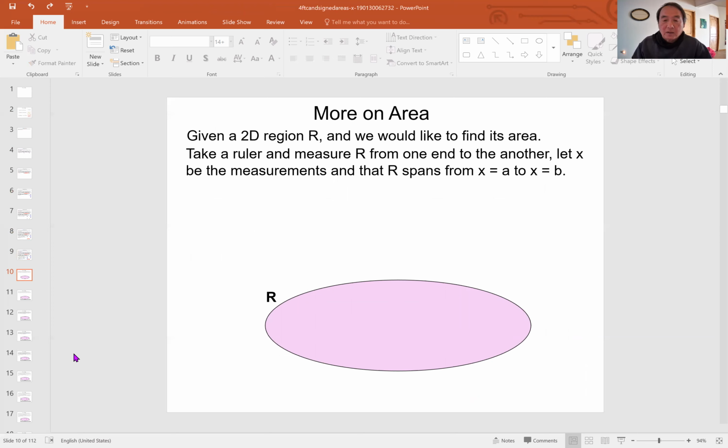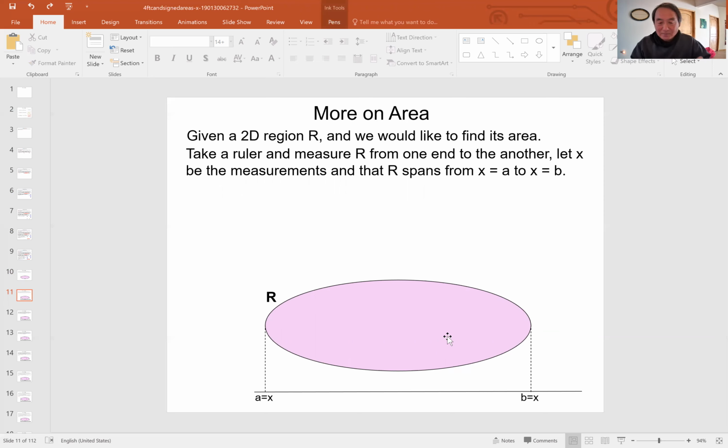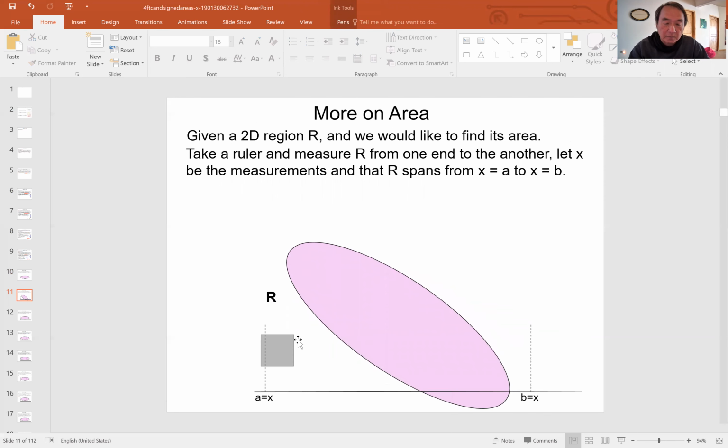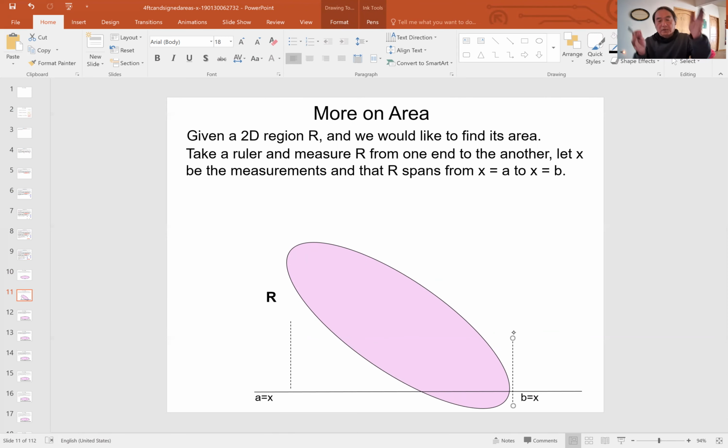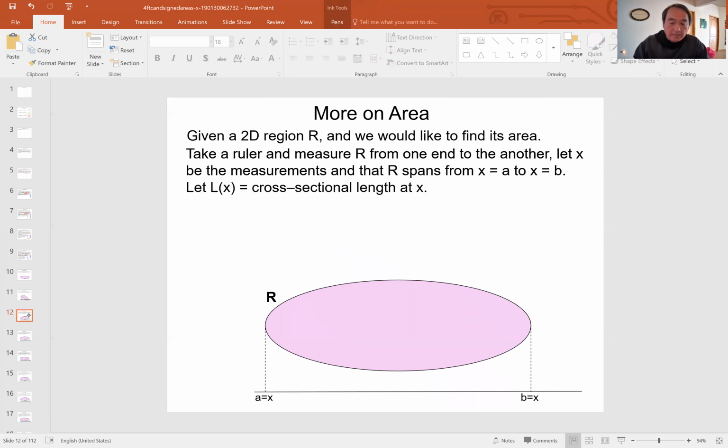Now, about areas. Suppose we have a shape like this and we want to find its area. The first thing I do is take a tape measure and measure from one end to the other end, from A to B. Let me remind you, it doesn't have to be nicely horizontal. I could measure from A to B going up and down over here. The shape doesn't matter; no particular orientation is required in these examples. So let's say we measure from A to B on our ruler.